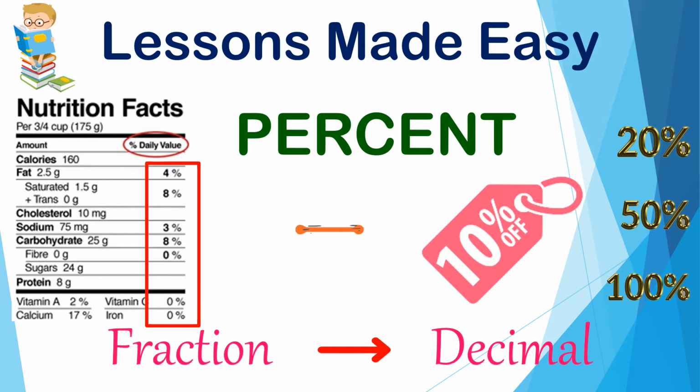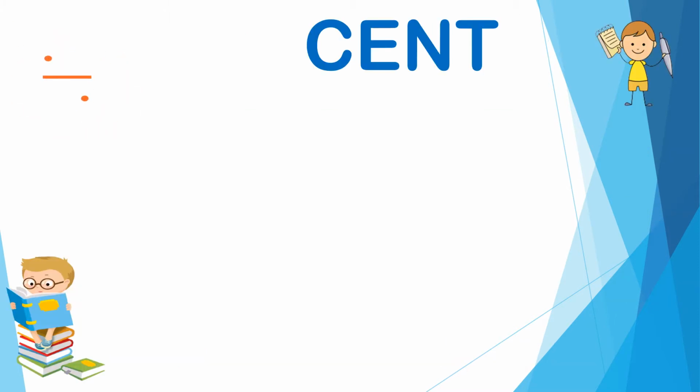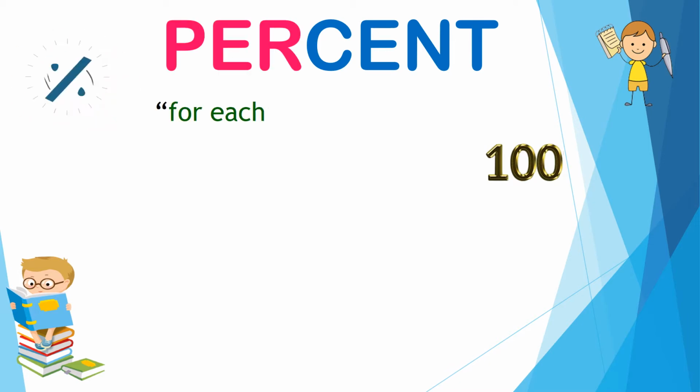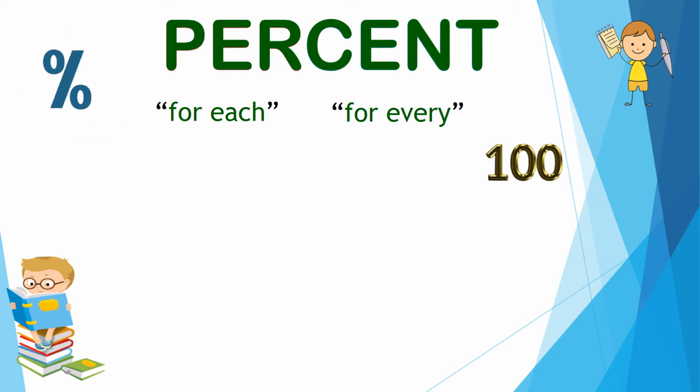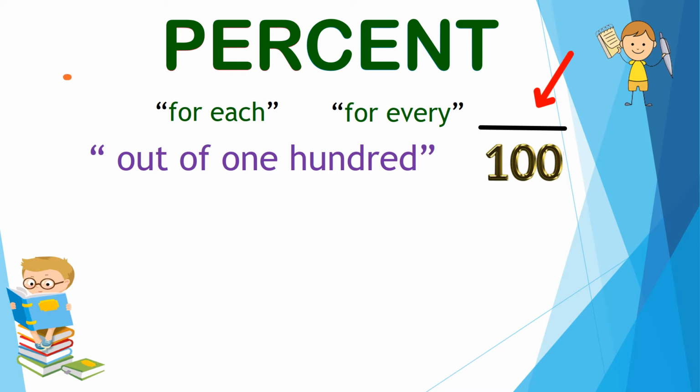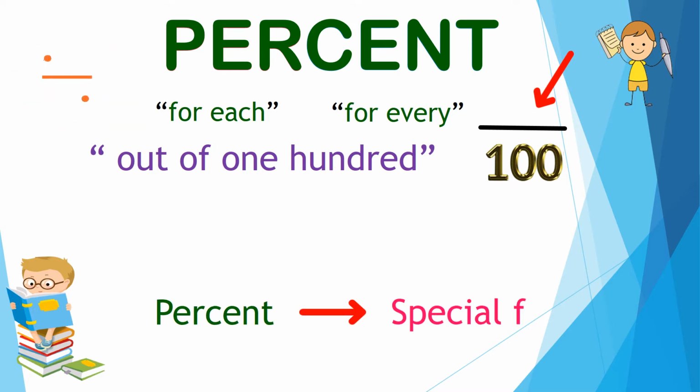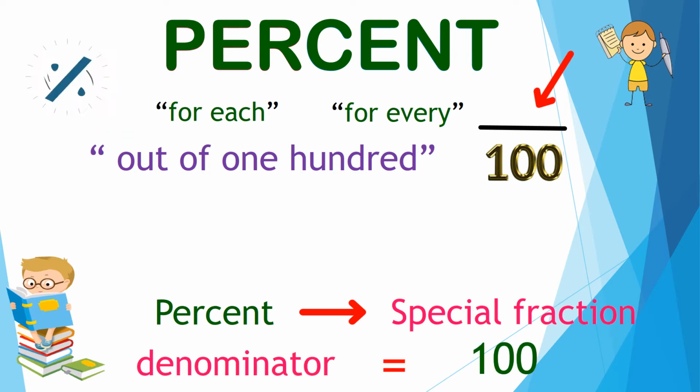So let's get started. The root word cent is a Latin word for hundred, and the prefix per means for each or for every. In short, percent means out of 100. In this illustration, it is clear that percentage can be expressed in fraction. In fact, percent is a special fraction in which the denominator is always 100.